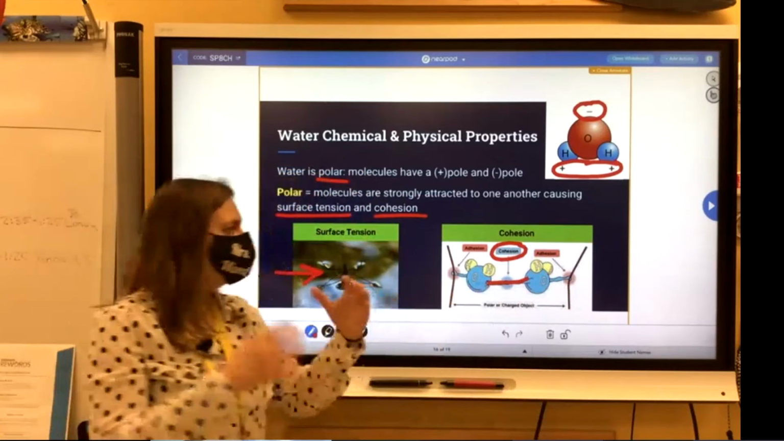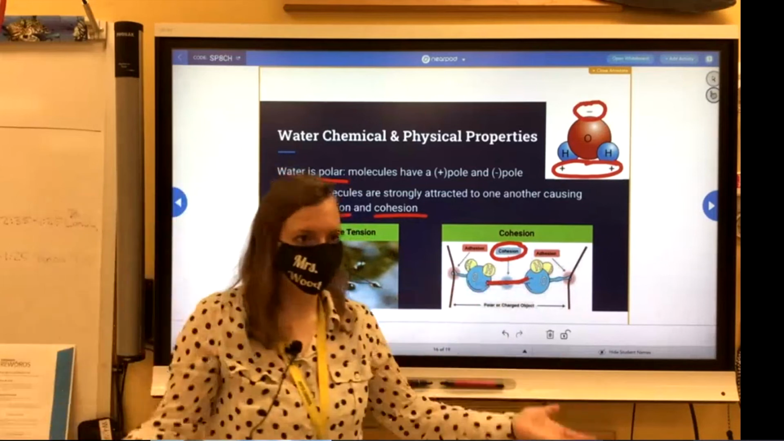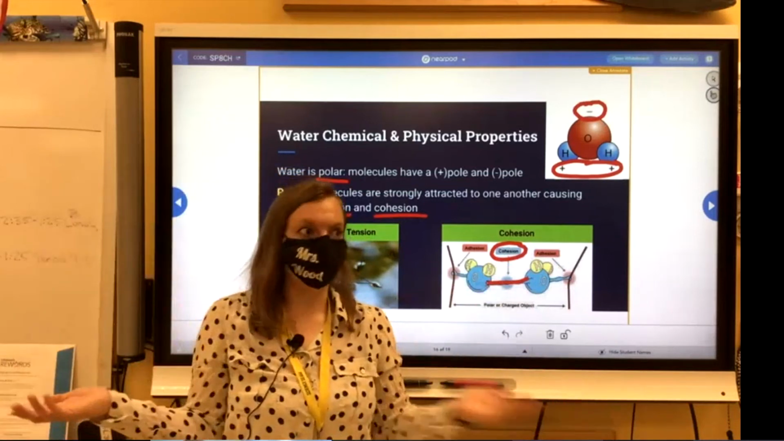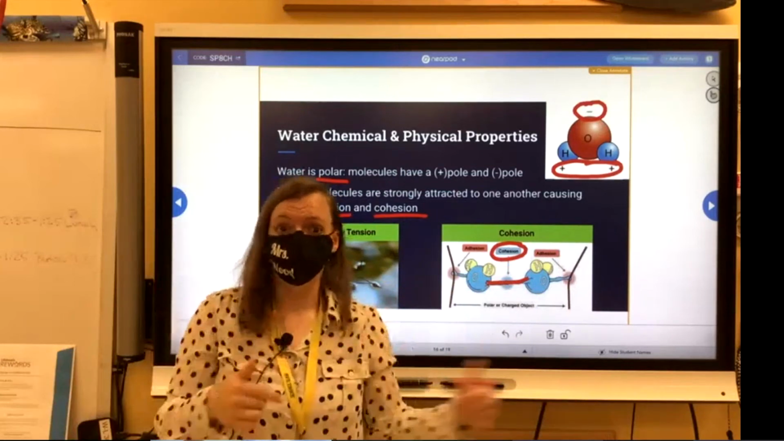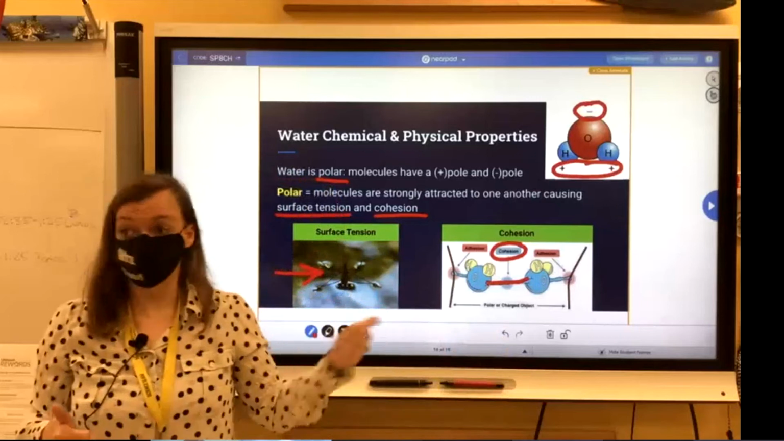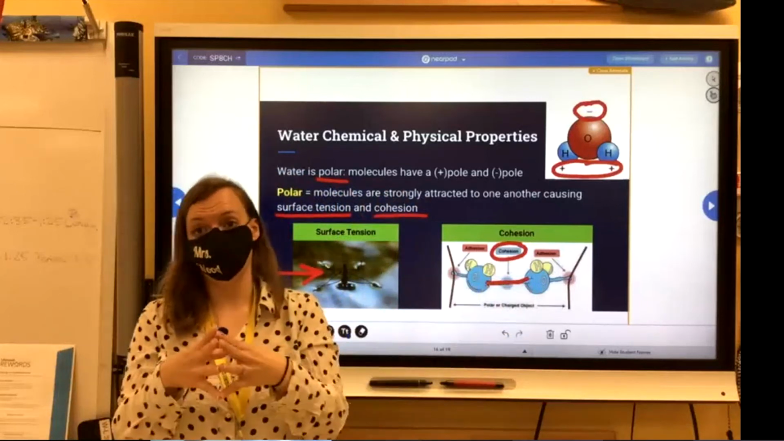That's called cohesion. Like when you collaborate with the people in your group, right? You guys do that all the time. Next class, we're gonna have some group work where you guys are gonna collaborate. You work together. But guess what? The water molecules also collaborate. They do cohesion and they work together.